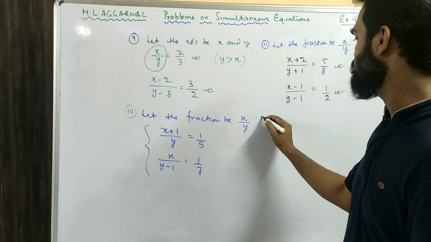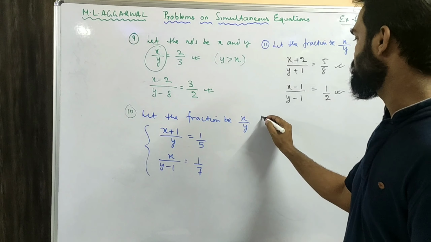Number 12. One more sum on fraction. Find the fraction which becomes 1 by 2 when the denominator is increased by 4. So x by y plus 4 is equal to 1 by 2. And it becomes equal to 1 by 8 when the numerator is diminished by 5. Done. These are your two equations. Okay. First of all, you write let the fraction be x by y. Now we look at the other sums.